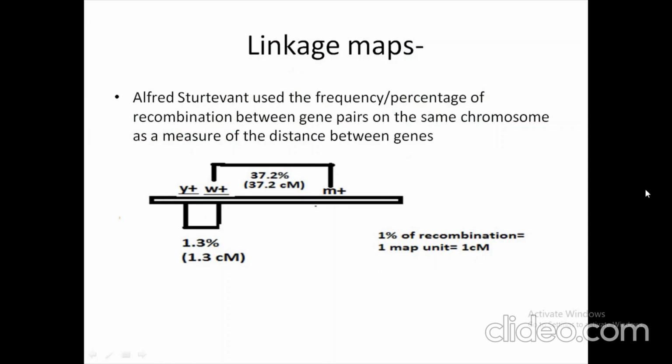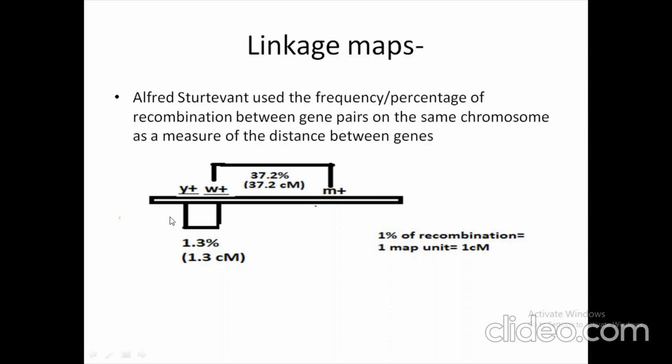Now let's discuss linkage maps. Based on linkage experiments conducted by T.H. Morgan, his student Alfred Sturtevant used the frequency or percentage of recombination between the gene pairs on the same chromosome as a measure of the distance between the genes. Here you can see a sample linkage map based on the results of the already discussed experiments.